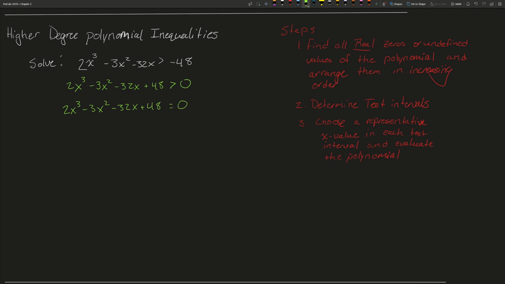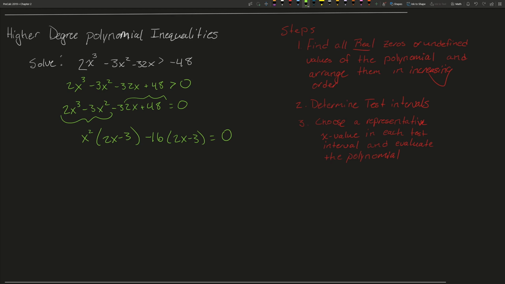And you can do this in a lot of ways. You can factor by grouping, or you can use your calculator in order to find the zeros of this function. I know that I can factor by grouping, so we can group the first two things together by factoring out x squared, and 2x minus 3 is left. And we can group the second two things together by factoring out -16, and 2x minus 3 is also left.